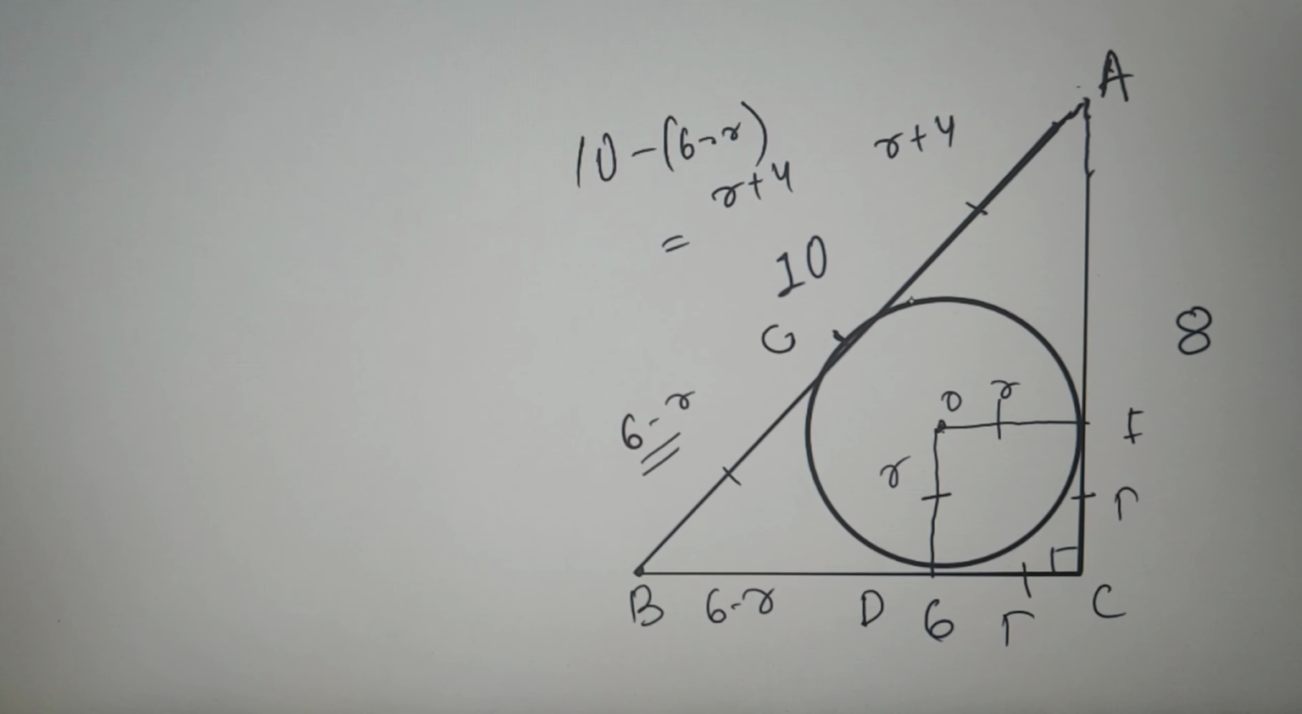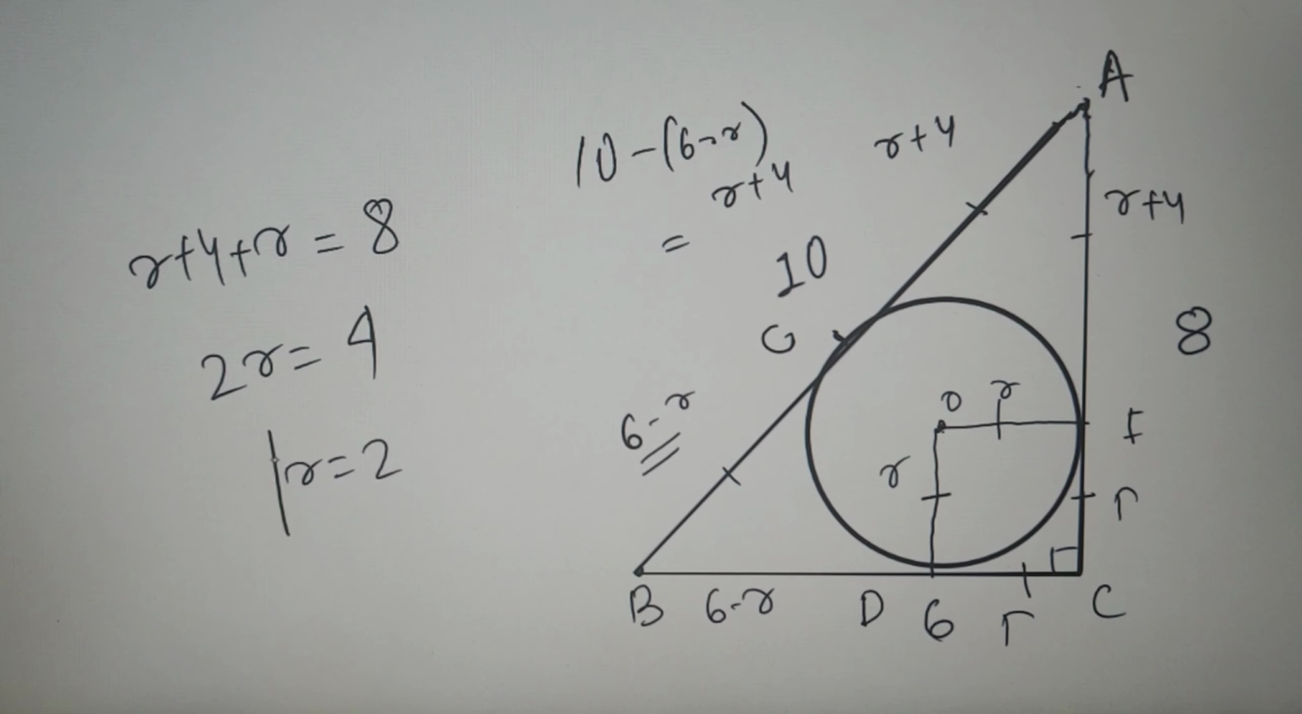Now if AG is equal to r plus 4, then the length AF will also be equal to r plus 4. Same reason, they are drawn from the same external point A. So from this we can see that r plus 4 plus r is equal to 8. So 2r is equal to 4 and r is equal to 2. So the radius of the circle is equal to 2.